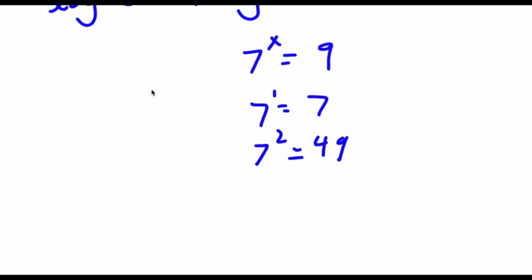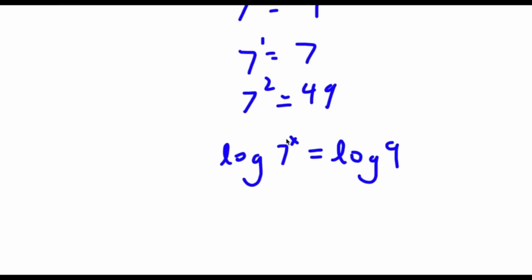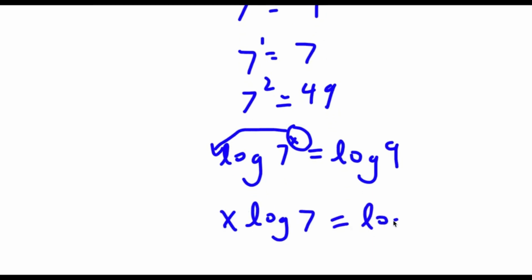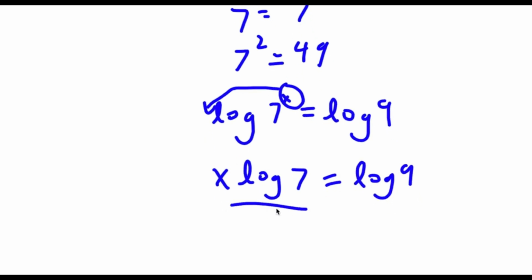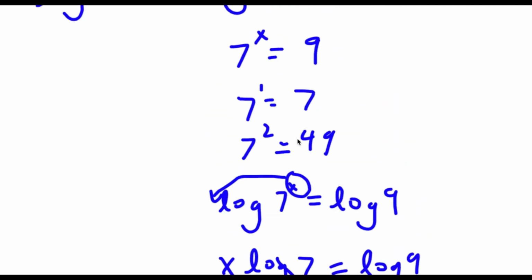So now if we use this property, and let's say we take the log on both sides, now we can move x to the front, and now as you can see, x is a real term, and now it's much simpler to solve for. All we have to do is divide by log 7 on both sides, and now we have the value of x as log 9 over log 7.